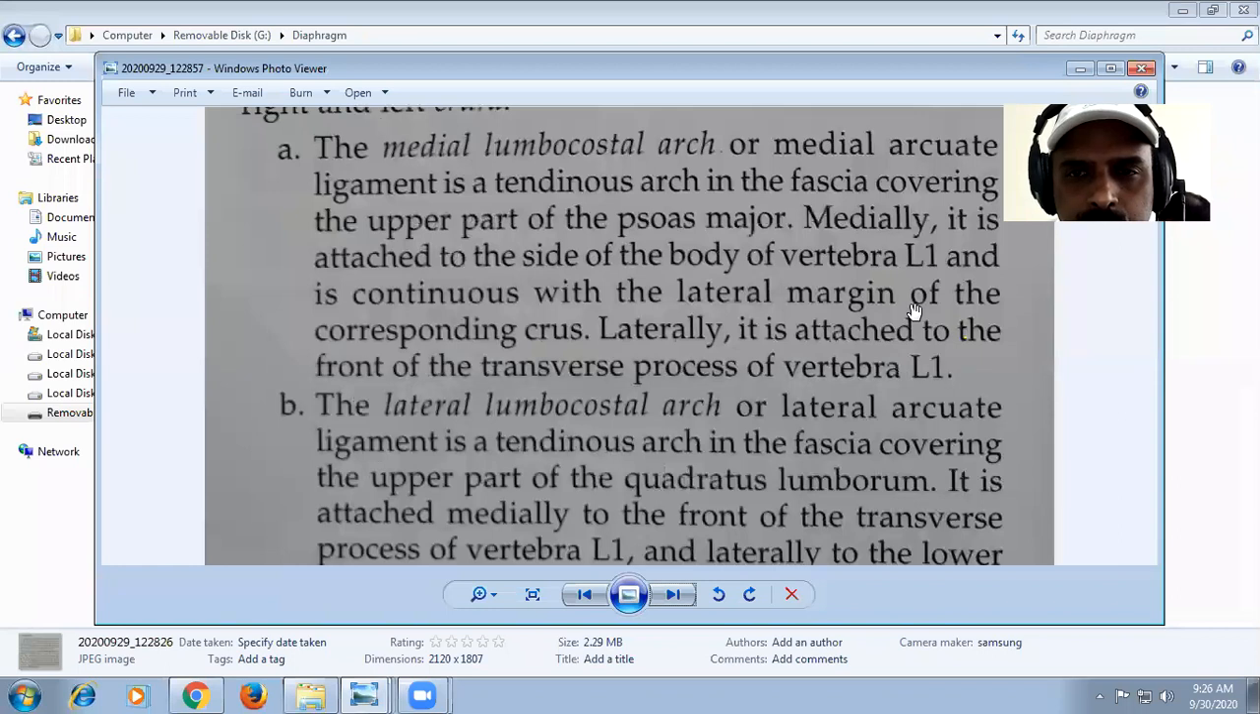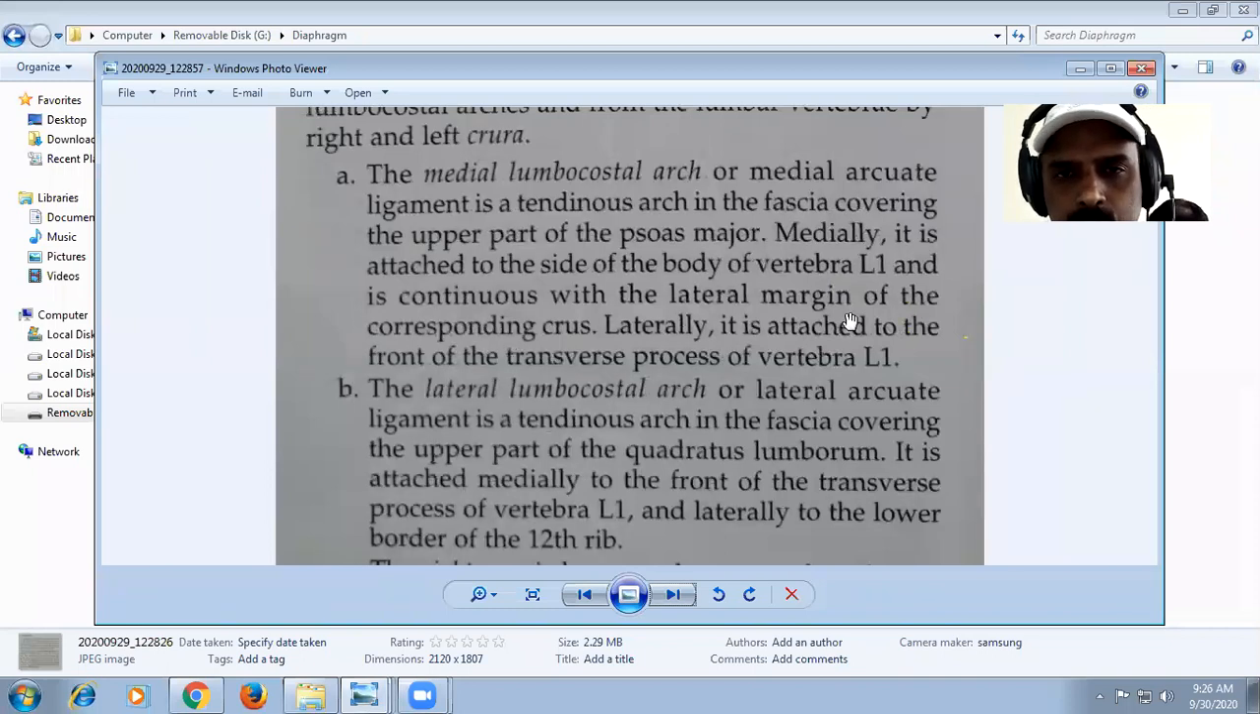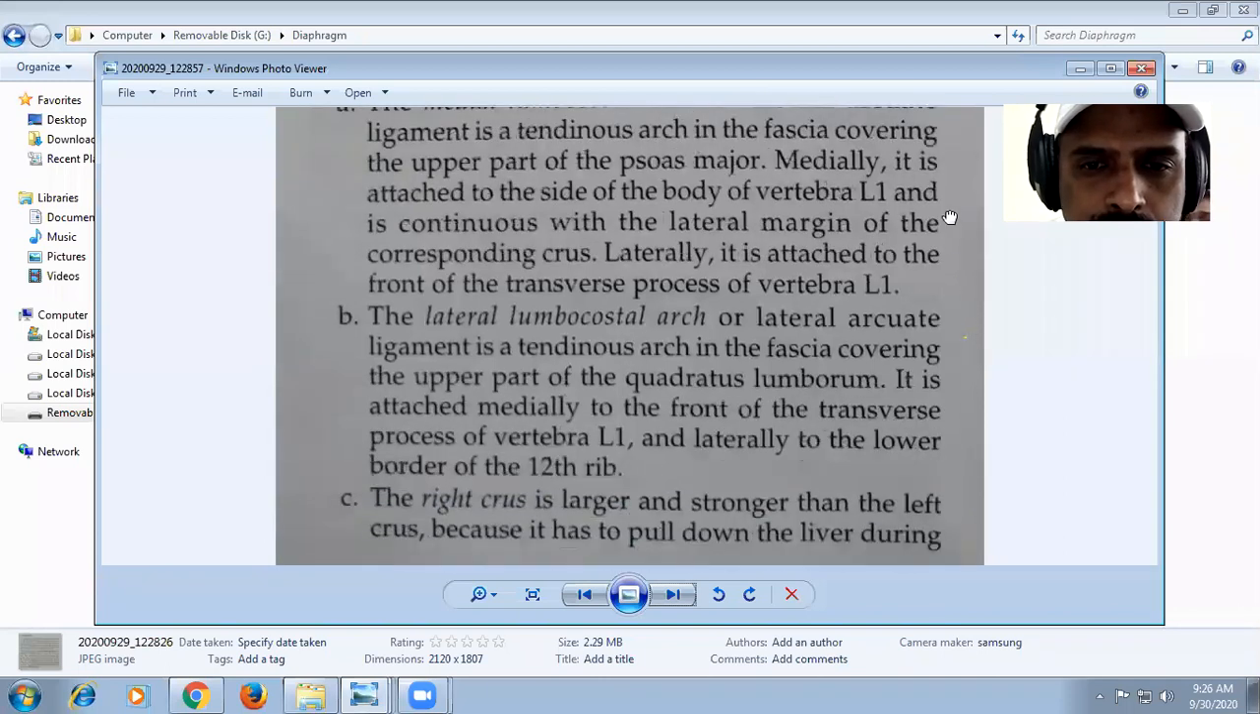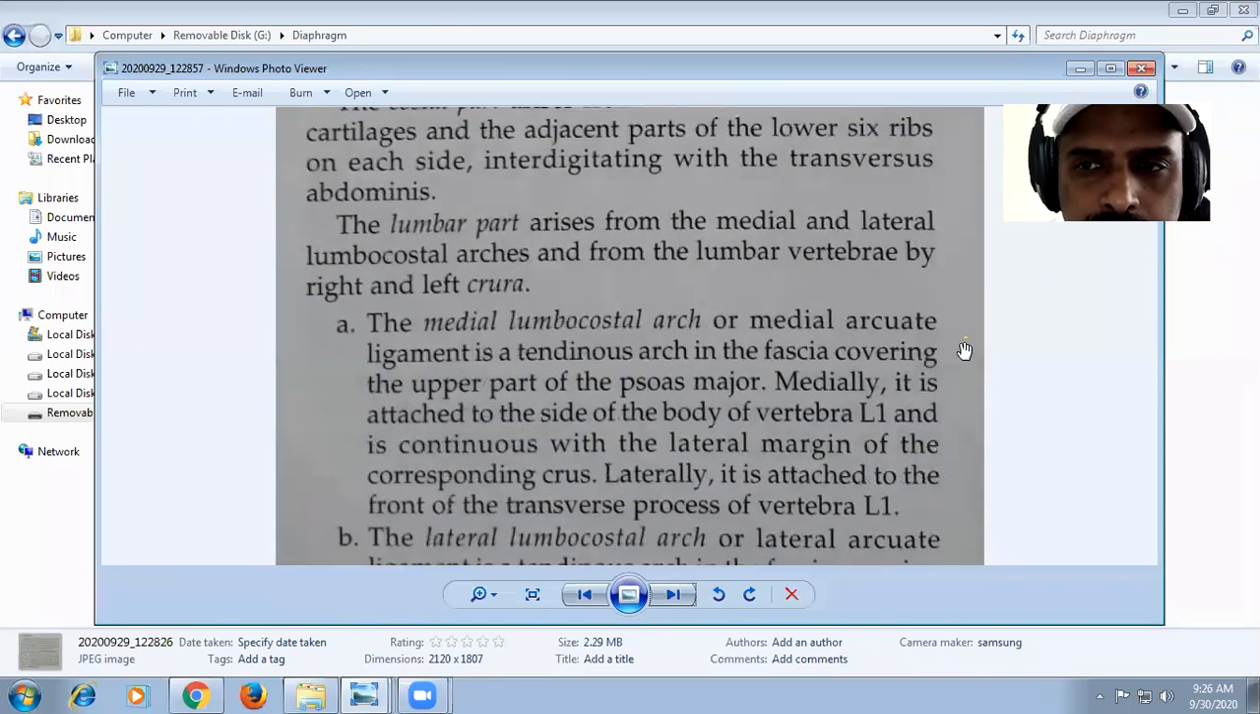One thing you have to remember: more detail than this is not required. Just what I have told you, the origin is sternal, costal and lumbar, and that covers almost all the points for the origin. Next, the medial lumbocostal arch, lateral lumbocostal arch, and the right and left crura, you have to remember.